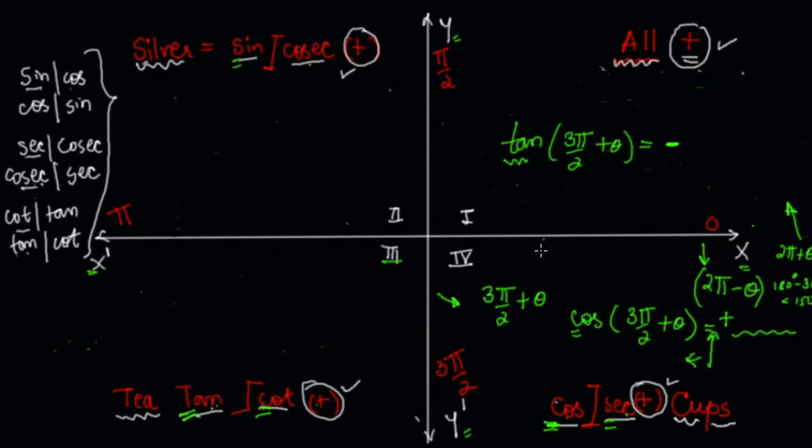It's 3 pi by 2 plus theta, which means actually you're talking about the fourth quadrant, and when 3 pi by 2 plus theta is the fourth quadrant, the answer will always be negative. Let's take one more example.